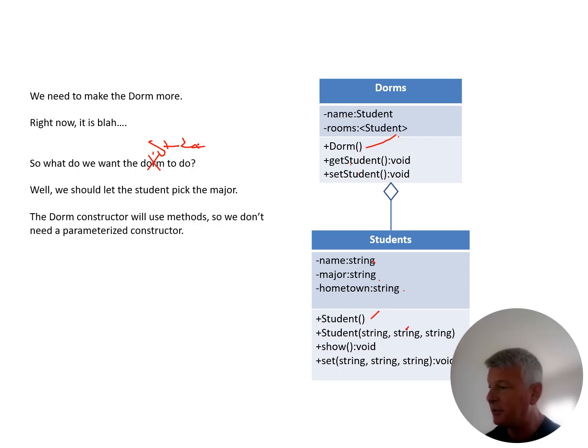Constructor, a void show, which is my getter, and then I have a setter, which is also void. Setter is string, string, string. Setter lets me do name, major, and hometown. So setter lets me do that. That's pretty cool. All right.